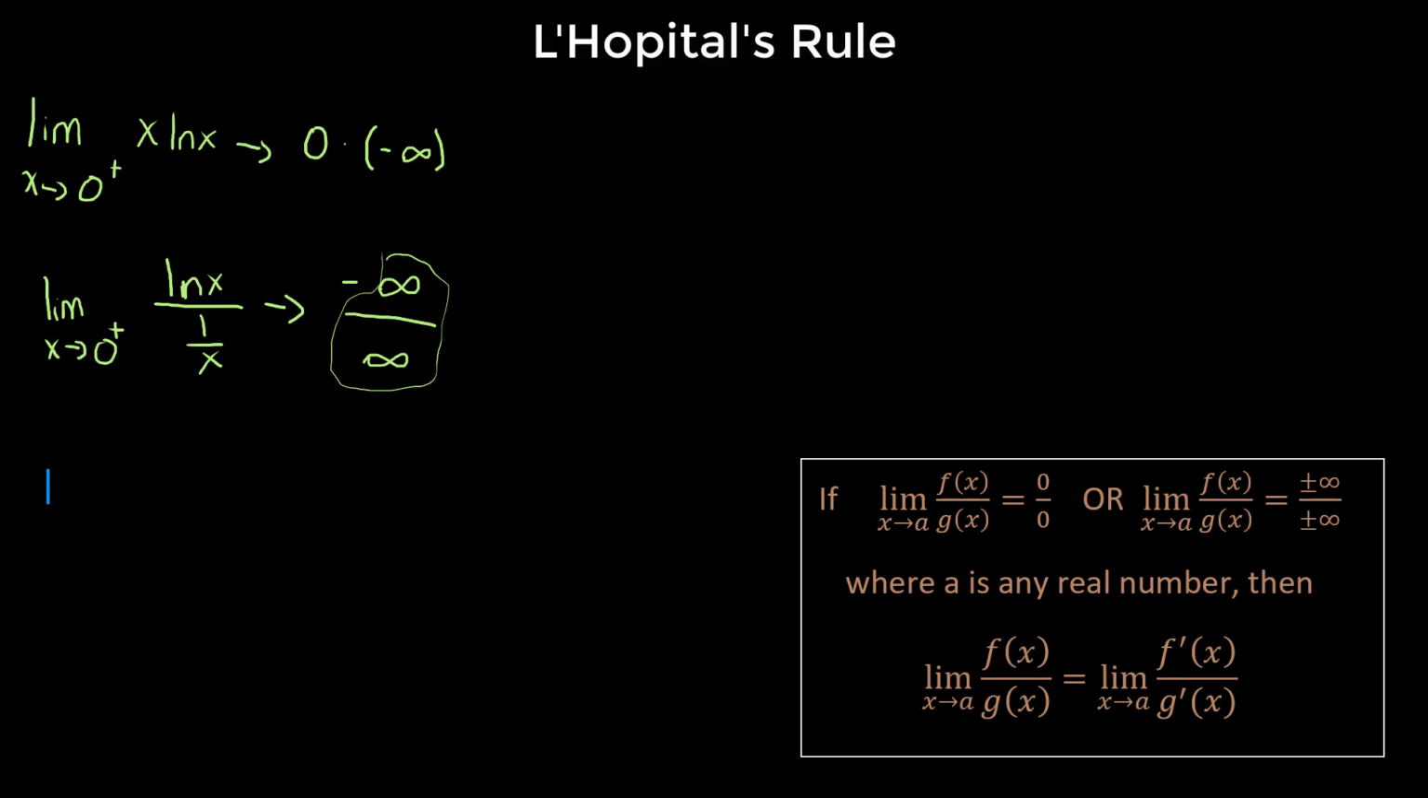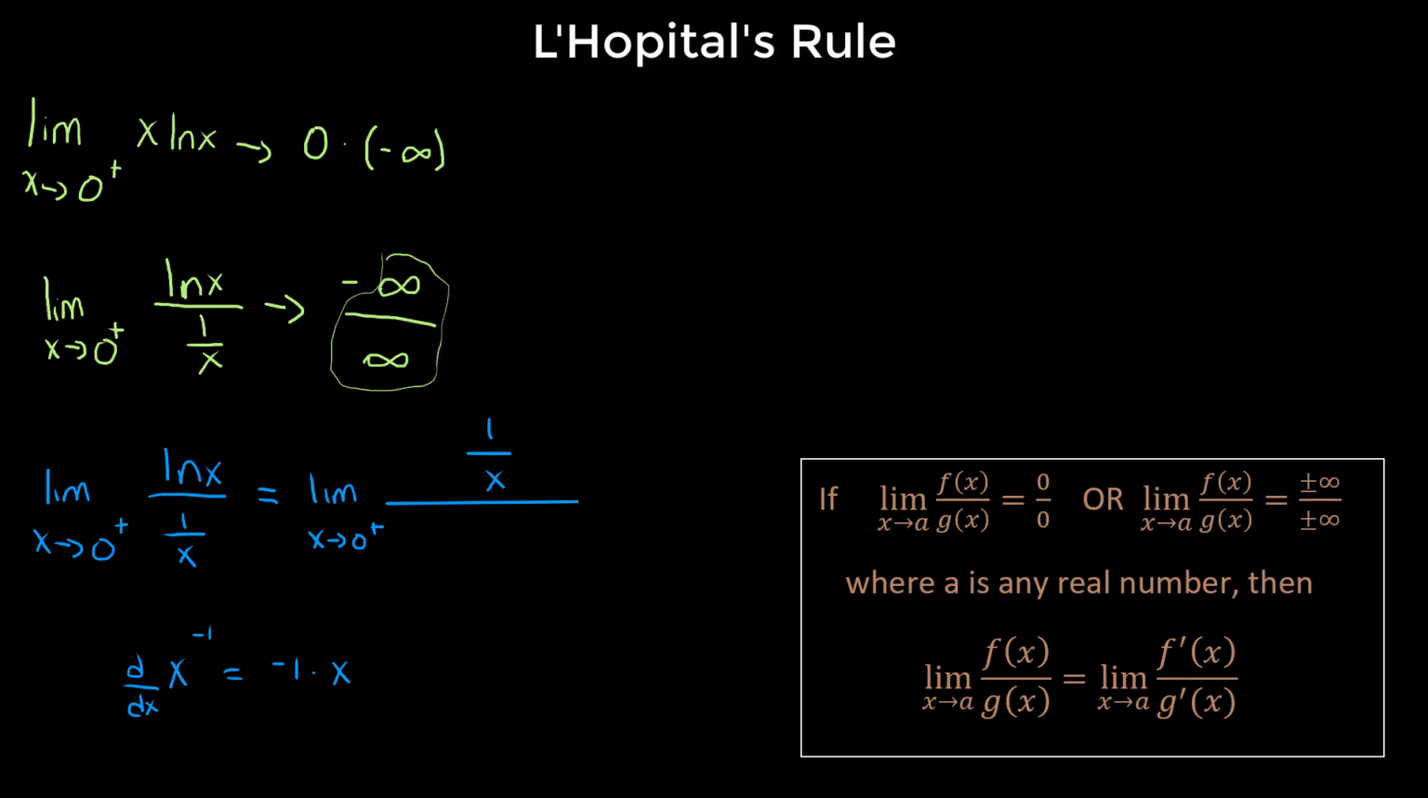So this means that the limit as x approaches 0 plus of the natural log of x over 1 over x is equal to the limit of their derivatives. The derivative of the natural log of x, we should know by now, is 1 over x. The derivative of 1 over x, or the derivative of x to the negative 1 power, we can just use the power rule, drop the power, so that'll be negative 1 times x to the negative 2 power, because we subtract 1.